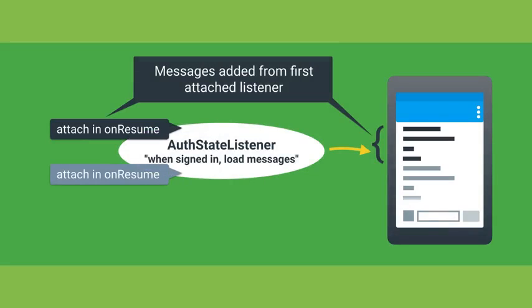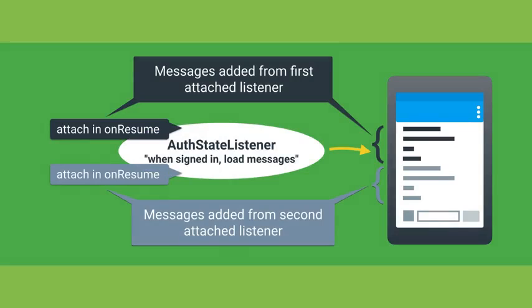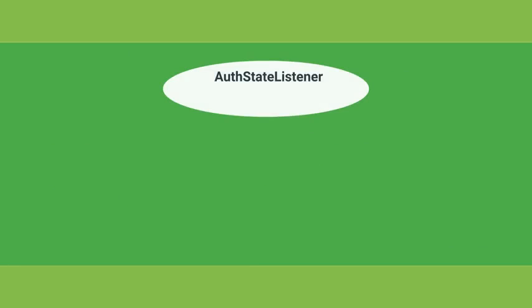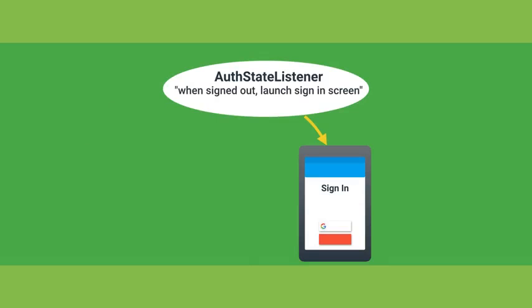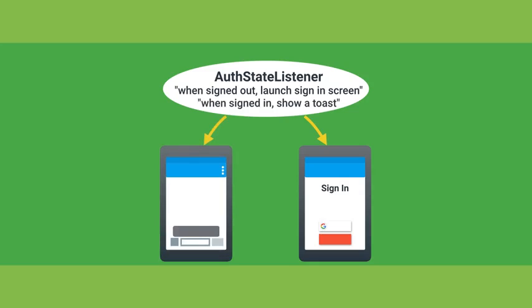You want to make sure to be careful not to attach the same listener more than once as you navigate back and forth between the two states. But for now, we'll just worry about setting up the AuthStateListener and having it launch our sign-in screen if the user's not logged in. If the user is logged in, for now, we'll just show a toast. Okay, enough talk, time to create.